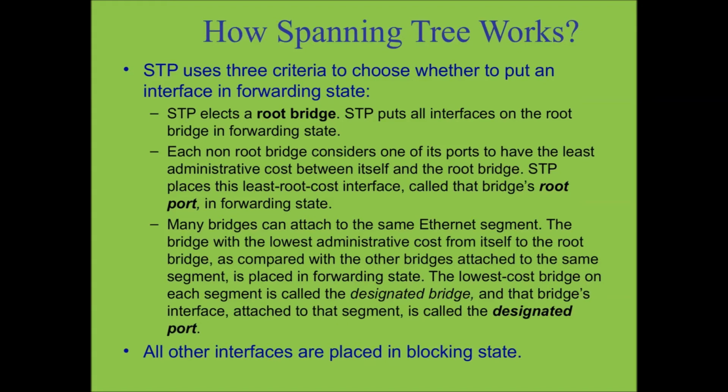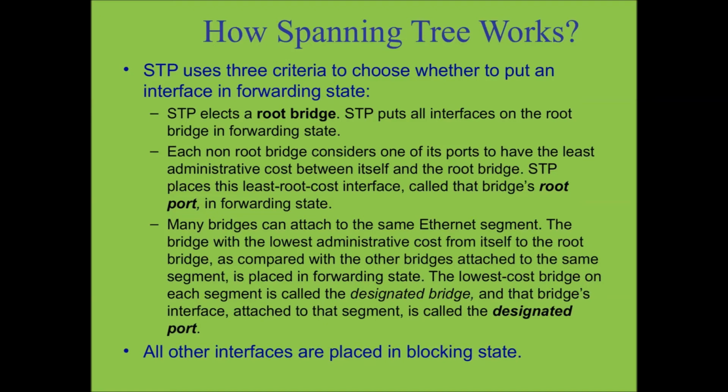How does spanning tree work? STP uses three criteria to choose whether to put an interface in forwarding state. Criteria number 1: STP elects a root bridge. STP puts all interfaces on the root bridge in the forwarding state. Let's suppose in any network we have 5 bridges, and among these 5 bridges, one bridge is the root bridge. Criteria number 2: each non-root bridge considers one of its ports to have the least administrative cost between itself and the root bridge. STP places this least root cost interface, called that bridge's root port, in forwarding state.